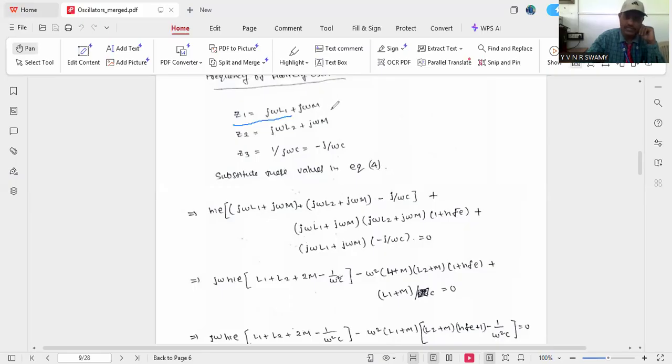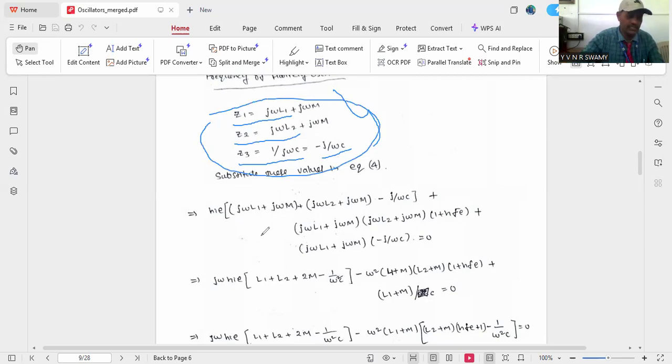j omega M is the mutual inductance; you can neglect that sometimes. And Z2 equal to j omega L2 and Z3 equal to 1 by j omega C, that is equal to minus j by omega C. Now substitute these three values in the general equation. What is the general equation? (Z1 + Z2 + Z3) HIE + Z1 Z2 (1 + HFE) + Z1 Z3 equal to 0. In that general equation, we have to substitute these three values.